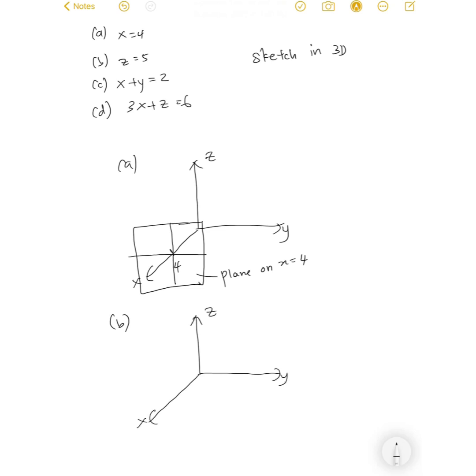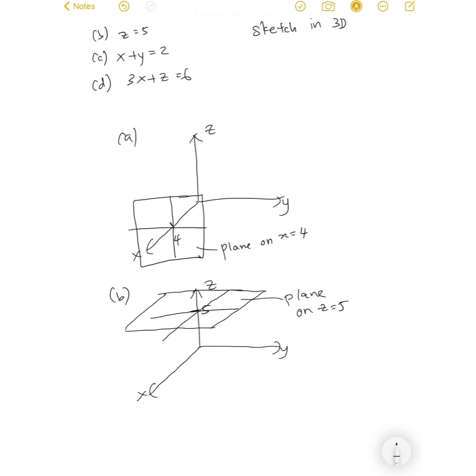Okay, B, z equals 5. Let's say here is z, your z equals 5, which means your x and y are arbitrary now. So just draw a line along the y-axis and another line along your x-axis. Okay, and then this will be your plane on z equals 5. So you can imagine like you have a plane floated on z equals 5. You can imagine that. Okay, let's look into C.